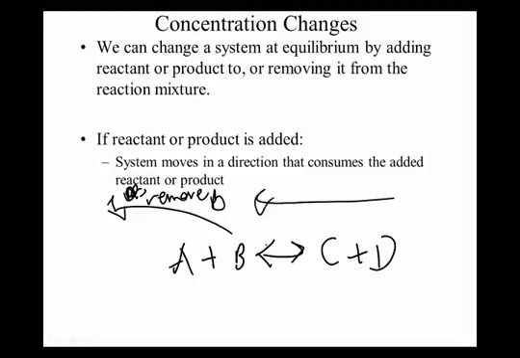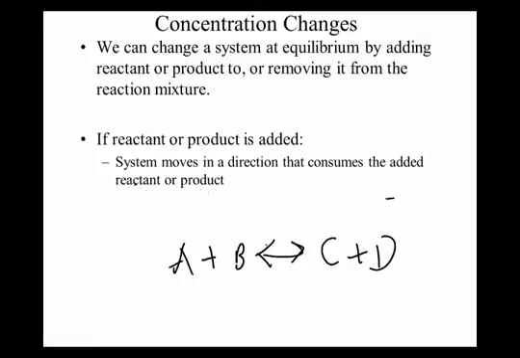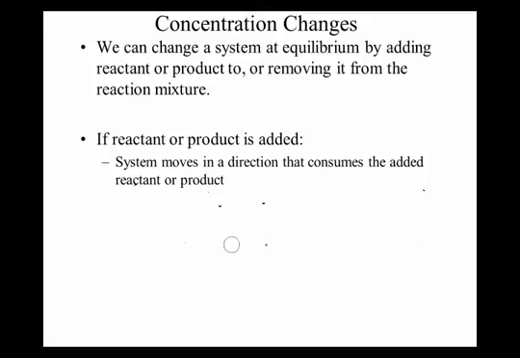Now I'm not saying I'm removing all of B. I'm just removing some of it. But remember, the system before I mess with it is at equilibrium. It's at perfect balance. So if I remove D, then the system is going to shift right to replace it. So that's really all you got to know with equilibrium. It's going to shift towards anything you remove and away from anything that you add.